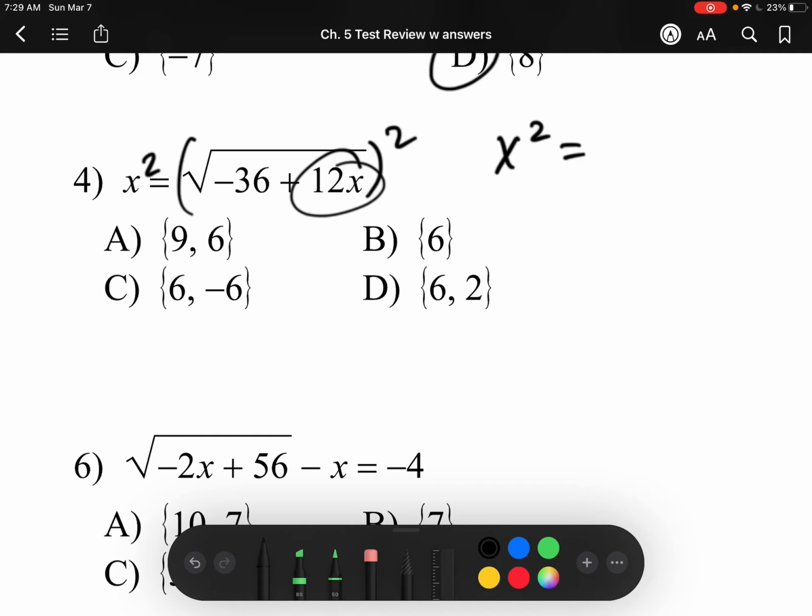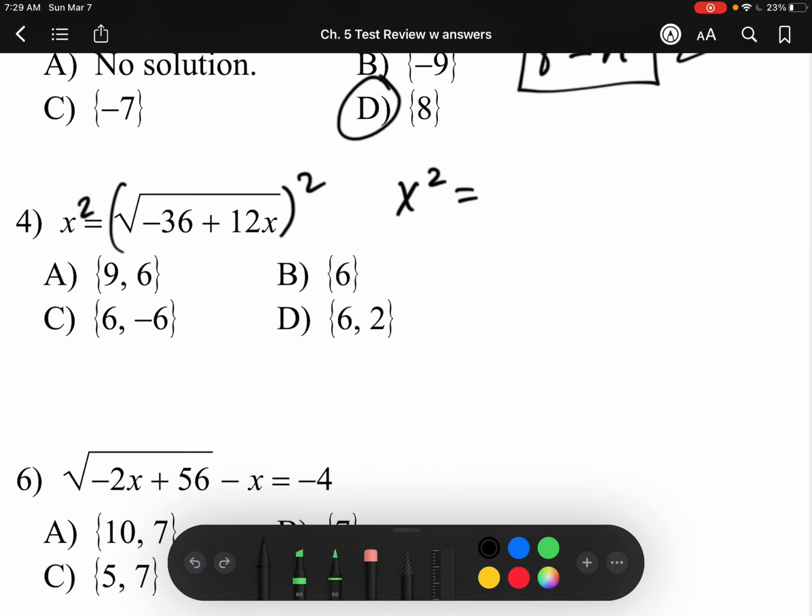I'm going to write my 12x first. I always like to do it in standard form. So I get 12x minus 36. This is still the same as this. I just want to write it with my x first because that's how standard form is. It still got rid of the radical, and we're left with 12x, which is right here, and negative 36. Negative 36 is here.